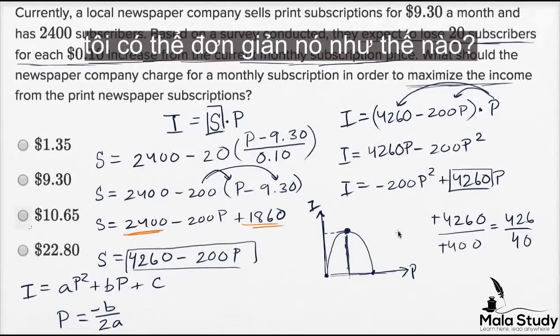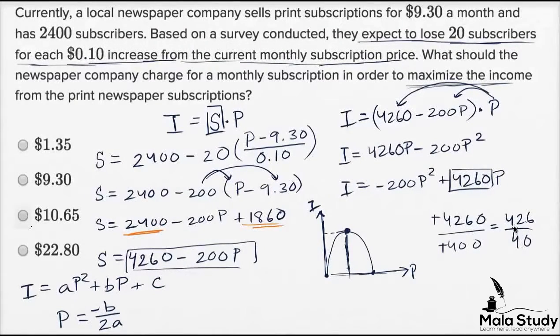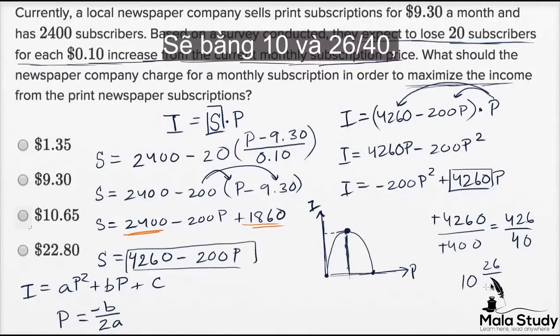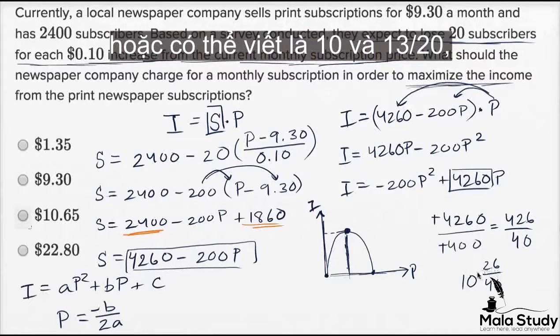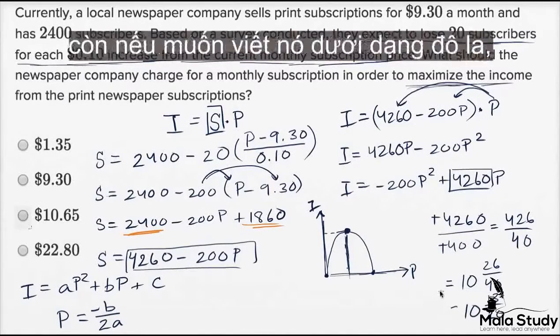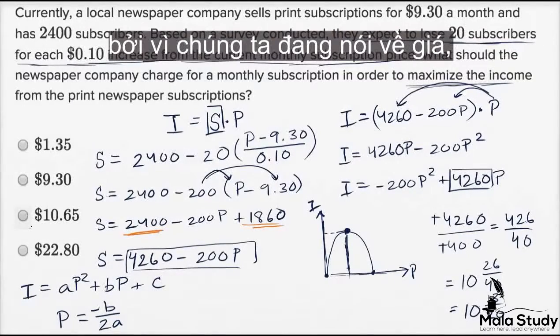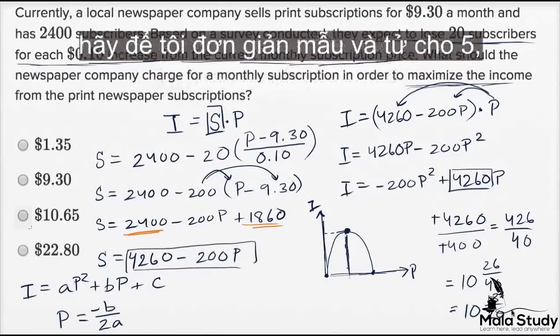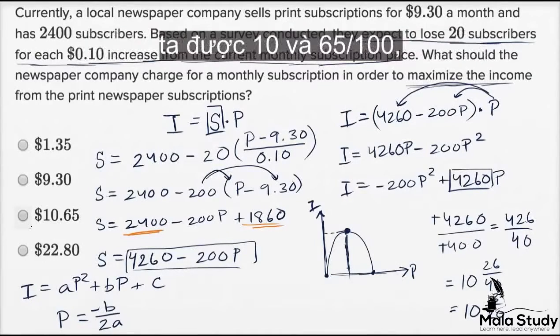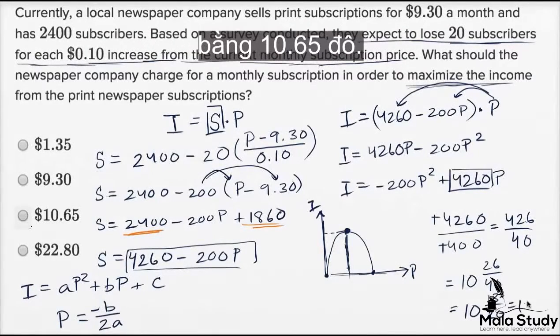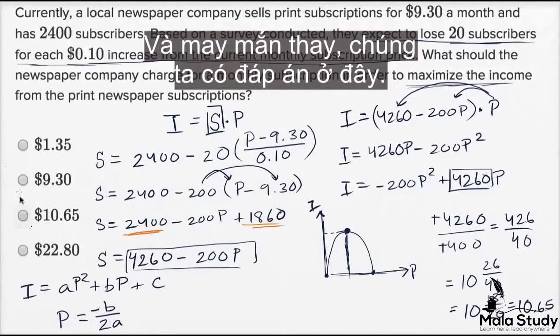And let's see, can I simplify this? Well, let me just see. 40 goes into 426 10 times with 26 left over. So it's going to be 10 and 26 40ths, or we could write this as 10 and 13 20ths. And if we wanted to write that in terms of dollars, because we're talking about a price, we'd want to write this in terms of hundredths. So this would be the same thing as 10 and, if you multiply the denominator by 5, you multiply the numerator by 5, 10 and 65 hundredths, which is the same thing as $10.65. And luckily, we see that choice right over there.